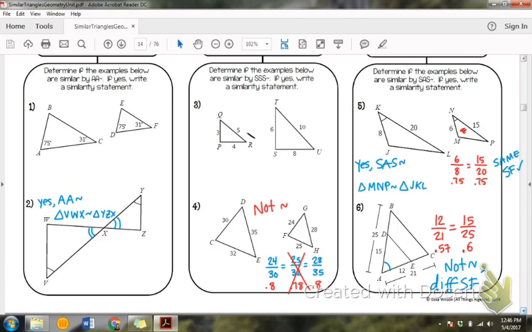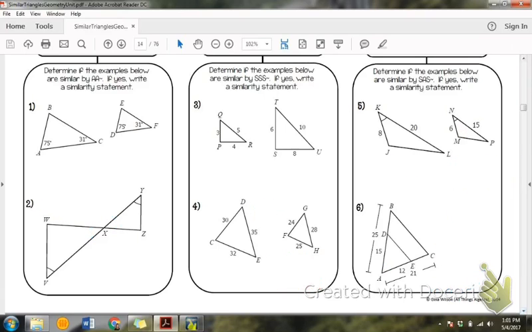Okay, any questions on this? This page is going to be a good reference. Any questions? These are the only 3 ways that we can prove that triangles are similar: angle, angle, side, side, side, or side, angle, side. Okay, so let's do some examples.